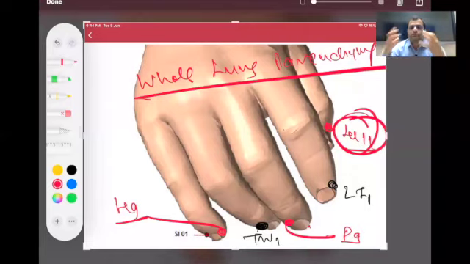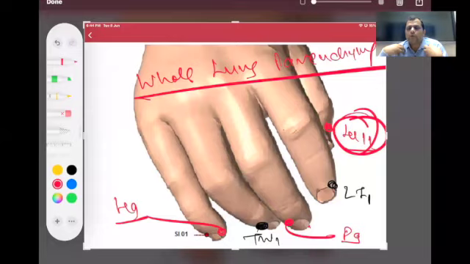So what is our job? We have to stimulate all the Jing-Well points found in the fingertips. Then the question comes, it is very simple to search for the Jing-Well points because in traditional acupuncture, all the Jing-Well points have been given very clearly.